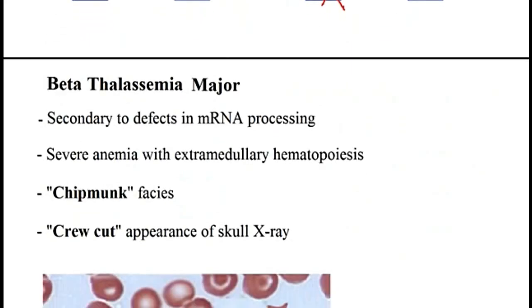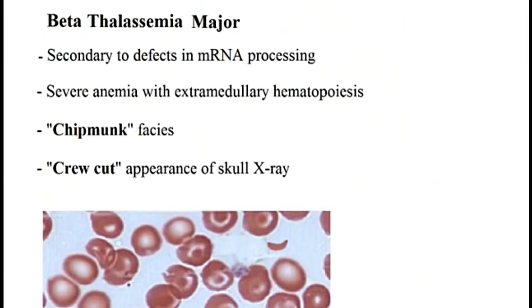Now moving on to beta thalassemia. So unlike alpha thalassemia, where there is deletion of the alpha genes, beta thalassemia is due to the defects in the mRNA processing. So mutations are usually in the promoter or the chain terminator regions, or for instance, they affect the splicing of the mRNA. So in other words, the mutations are affecting the mRNA processing of the beta chain.